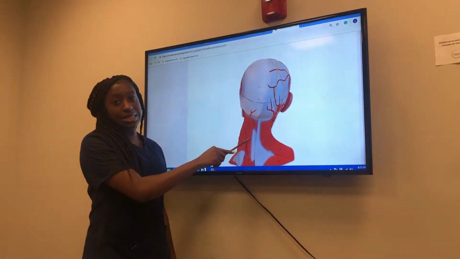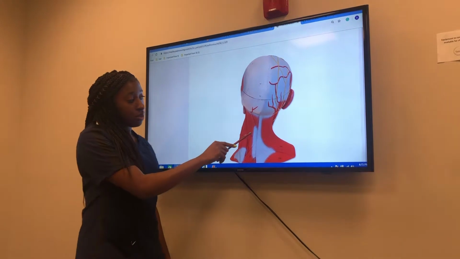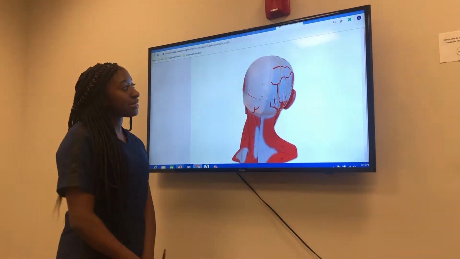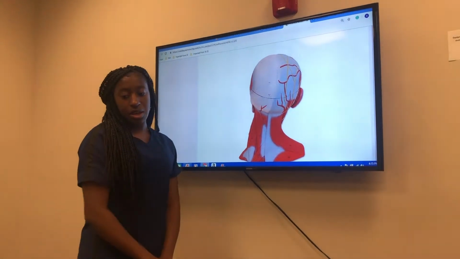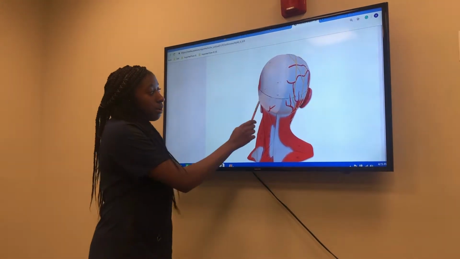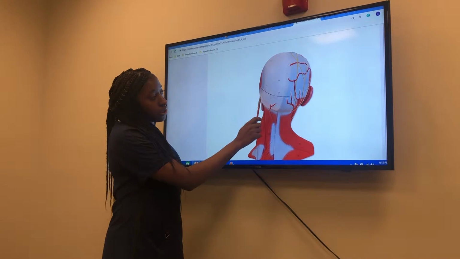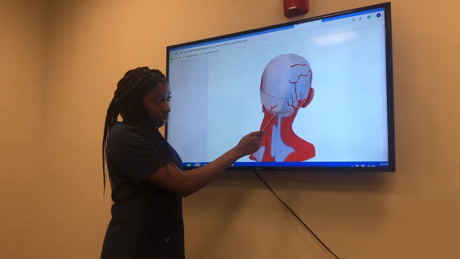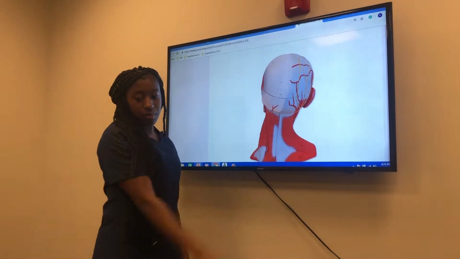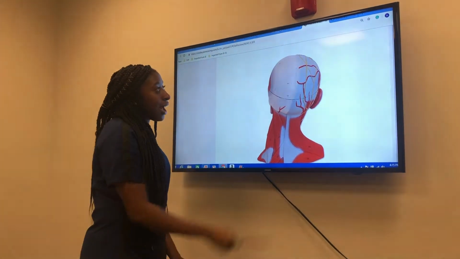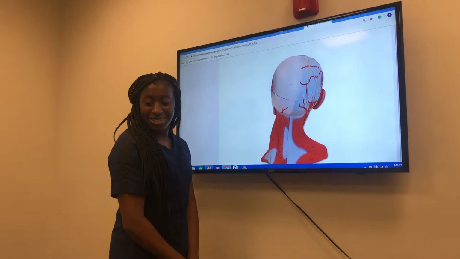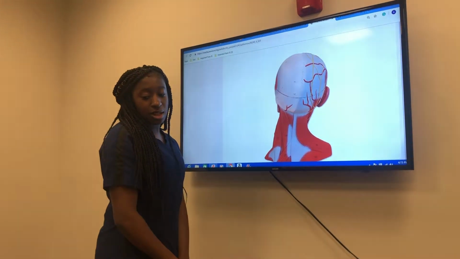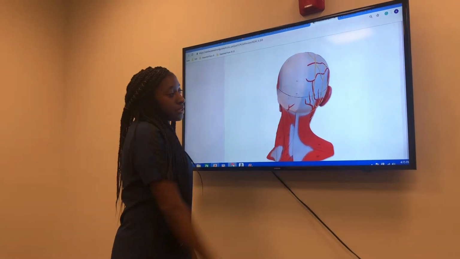This muscle here is the spinalis capitis. The origin is the spinous process of the vertebrae C7 through T6. The insertion is the mastoid process of the temporal bone, which is over here, and then also the occipital bone. The action is to extend and hyperextend the head, so it's like here and then hyperextending way back there. And that is with the cervical spinal nerves.